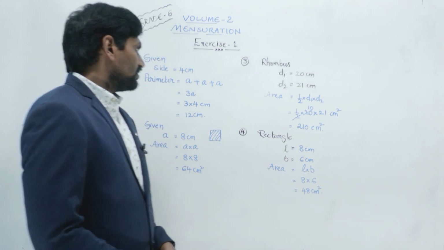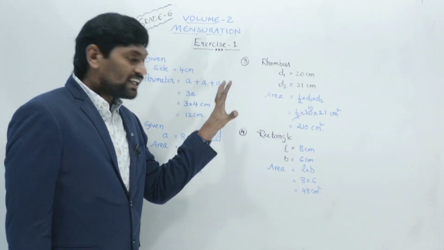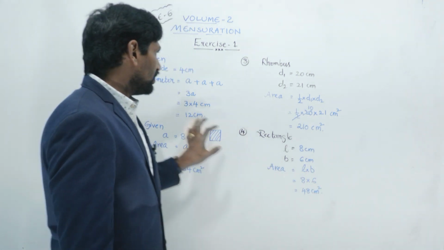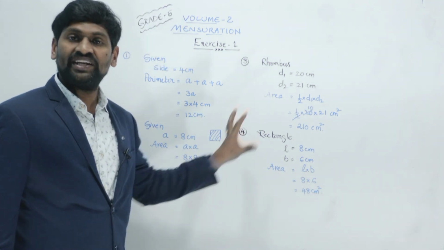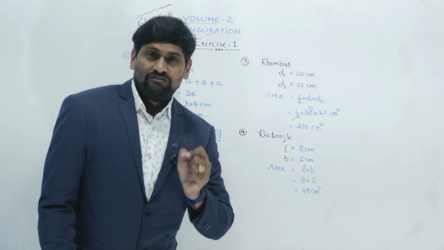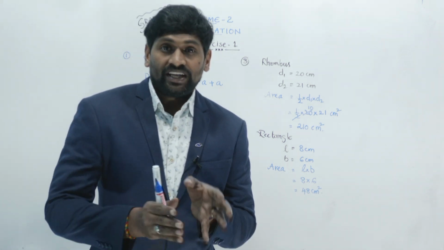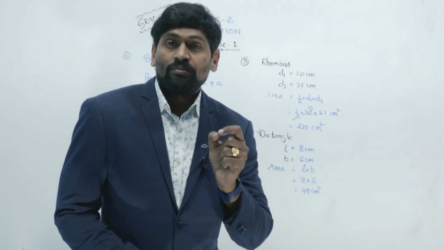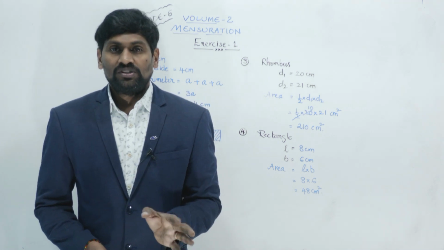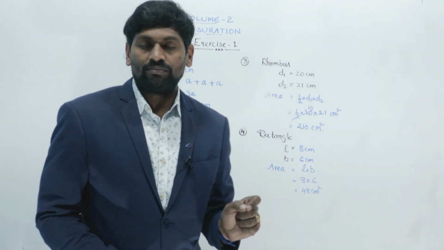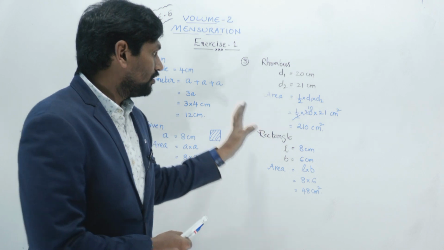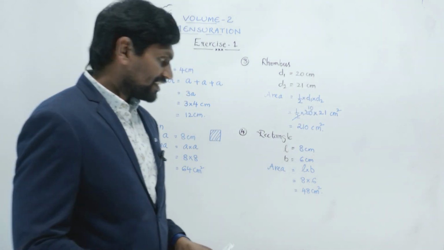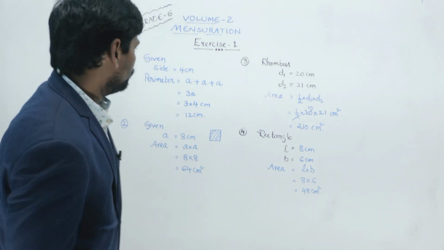Just observe this: the first one is an equilateral triangle, then square, rhombus and rectangle. Only the first one is perimeter; the remaining three are areas. Every problem in this chapter can be solved using only the formulas, so formulas play a very important role. You must learn the formulas, without which you cannot find the answers easily. Let us go to problem number 5.